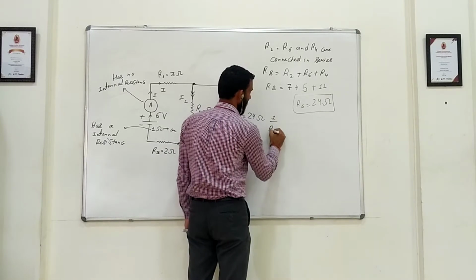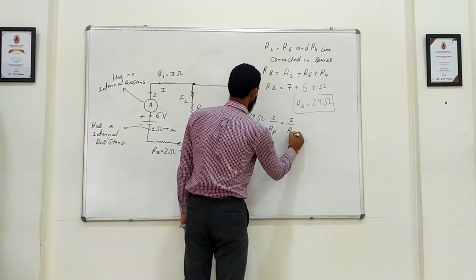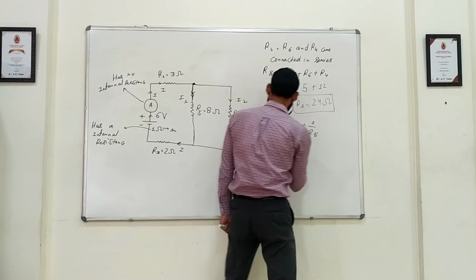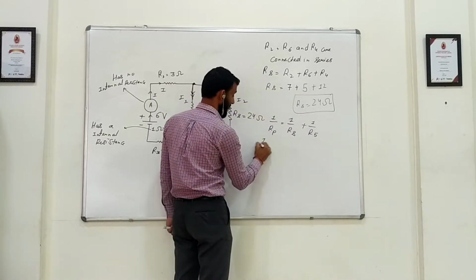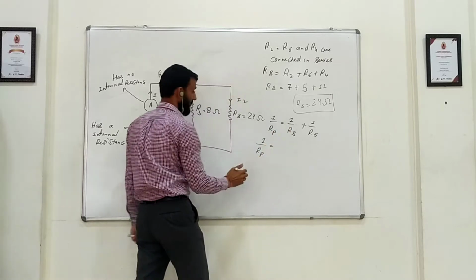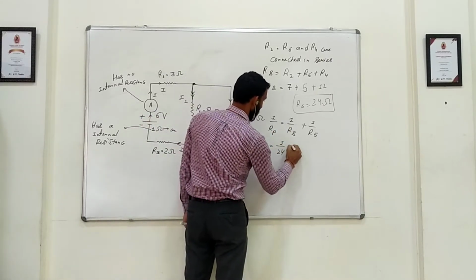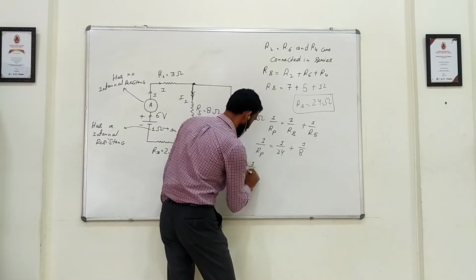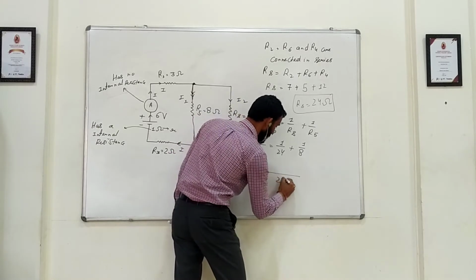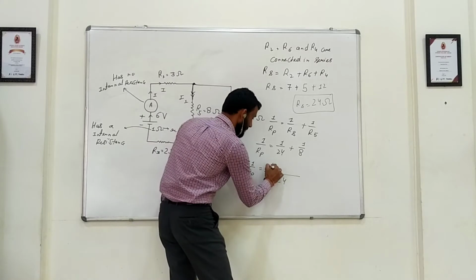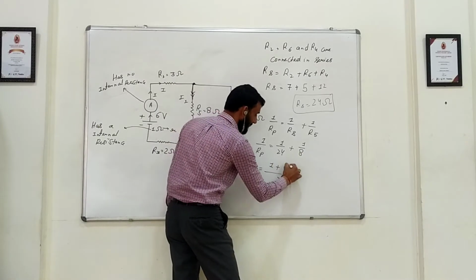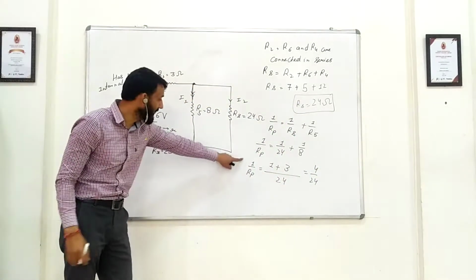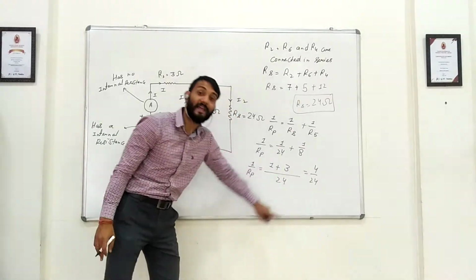Therefore, for the parallel combination we have 1 upon Rp equals 1 upon Rs plus 1 upon R5. How much is 1 upon Rs? 1 by 24, plus, how much is R5? 1 by 8. So 1 upon Rp equals, the LCM would be 24, so this will be 4 upon 24. If I take the reciprocal, 1 upon Rp is equal to 4 upon 24. Why do I have to take the reciprocal?